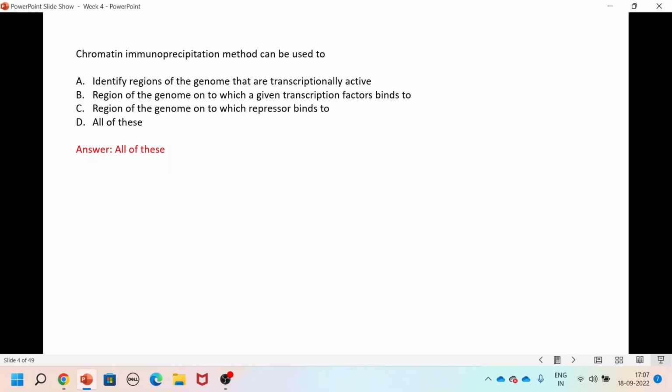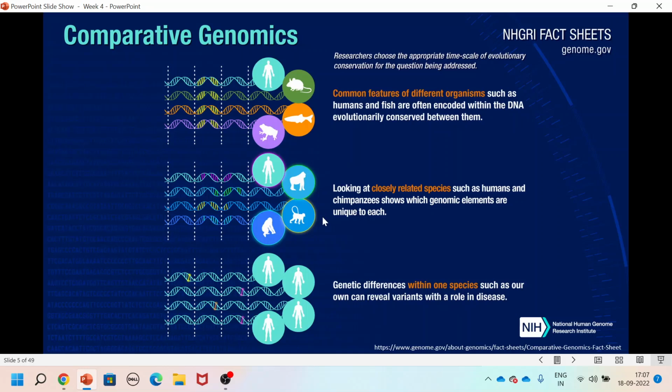As I mentioned earlier, using the ChIP assay, we can identify the regions of the genome that are transcriptionally active. We can identify the sites for the binding of transcription factors, and the sites for the binding of enhancers and promoters. The next concept is comparative genomics. Comparative genomics is a field of biological research in which researchers use a variety of tools to compare the complete genome sequences of different species.